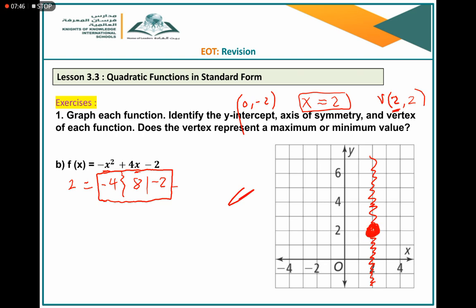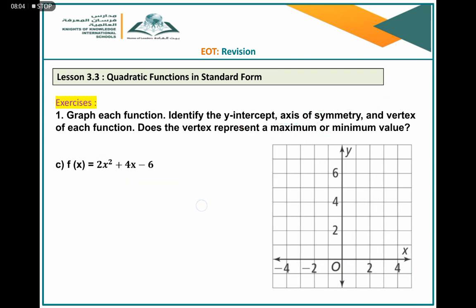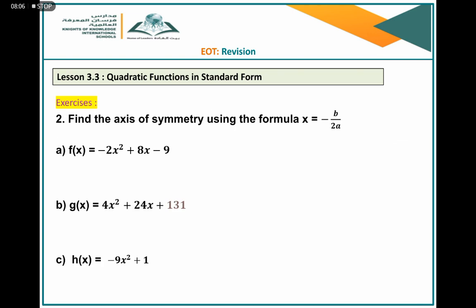And is it upward or downward? See, the leading coefficient is negative, so it goes down, and as you see, the vertex is at the top, so it is a maximum. We are done according to this question. He asked me for the y-intercept, axis of symmetry, and vertex. Okay, that's done.